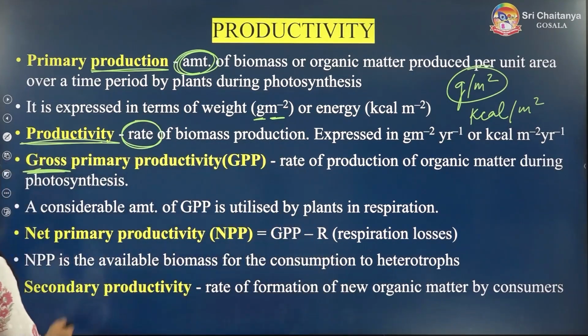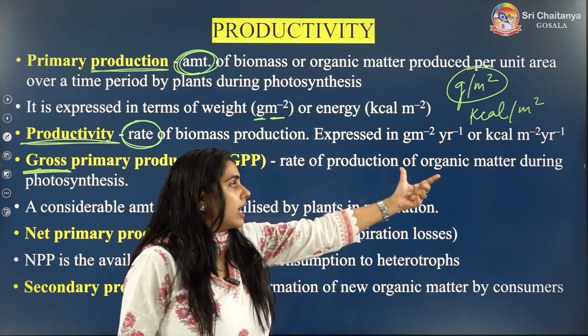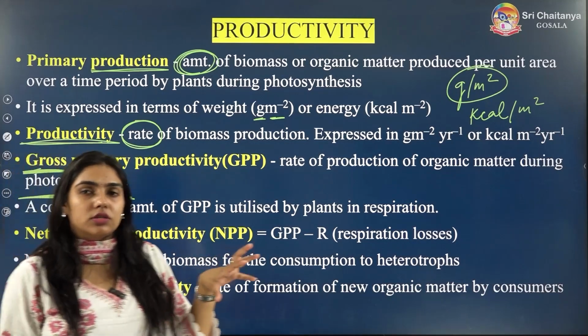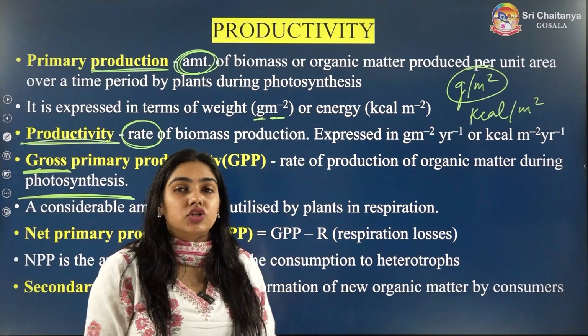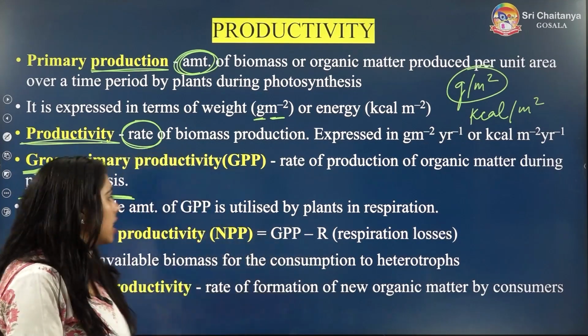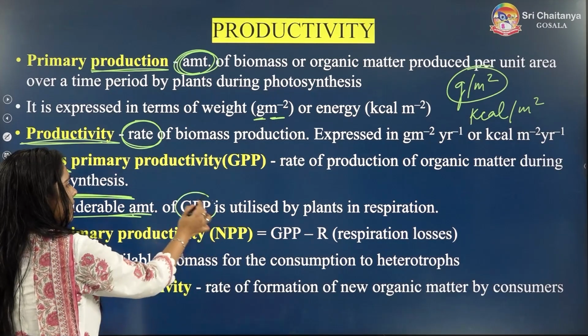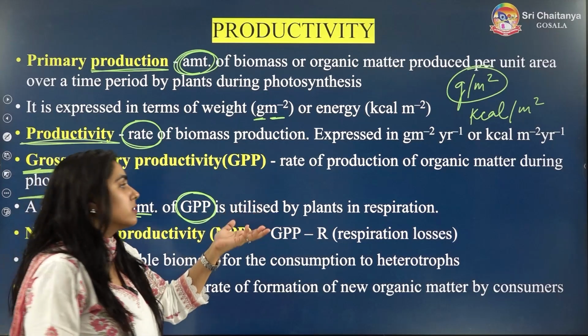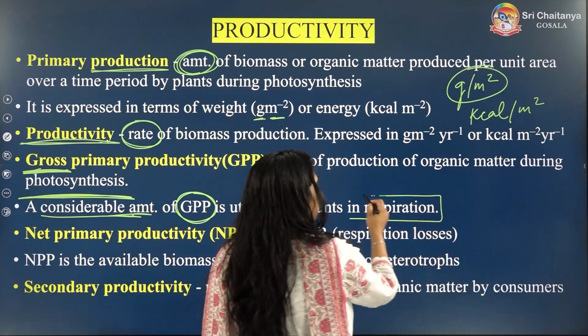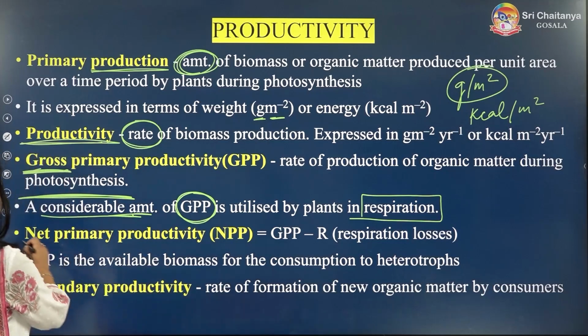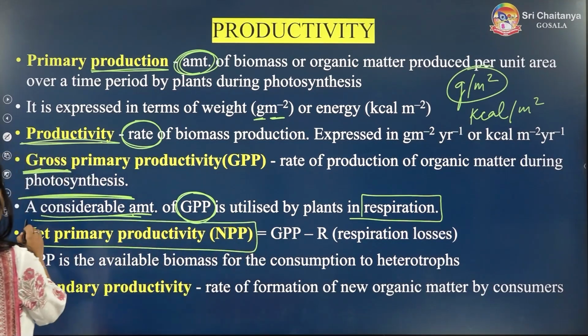So if you see here, gross primary productivity means the rate of production of organic matter during photosynthesis. Initially, how much biomass has been produced? Now, a considerable amount of gross primary productivity is utilized by plants in respiration. So there will be some loss, and that's how we calculate net primary productivity.